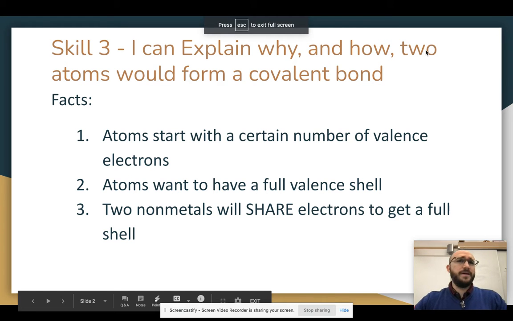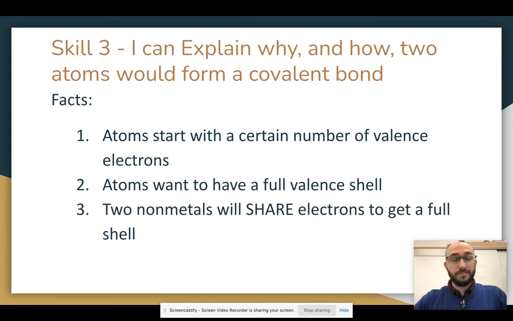Welcome to video 3, and this one is a little bit of a twofer. We're going to do skill 3 and skill 4, but as you'll see, they're really closely connected. So skill 3 is, I can explain why and how two atoms would form a covalent bond.